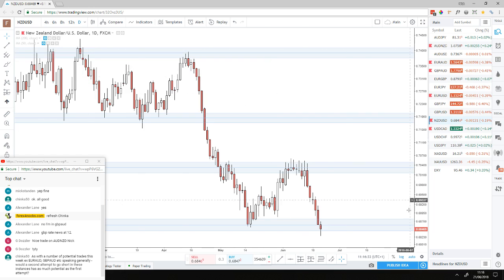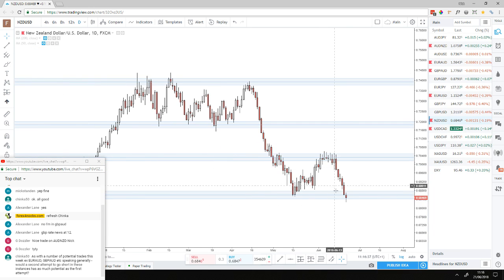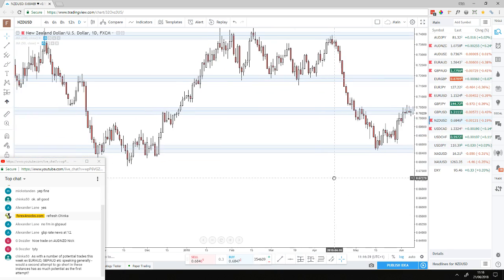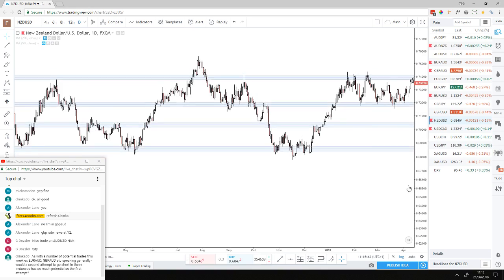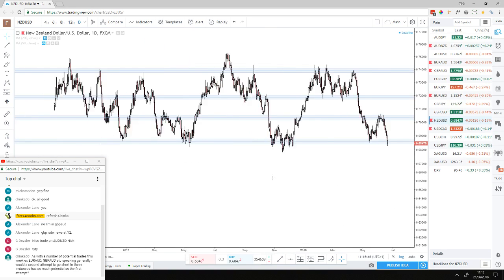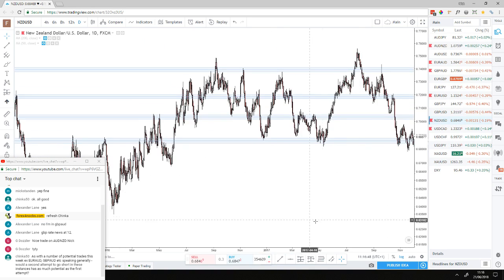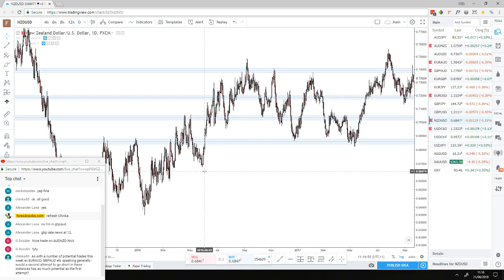All right, New Zealand USD. It's quite interesting what's happening with New Zealand USD. This is a strong support area, this one here. It's a very, very strong support area for New Zealand USD. So if we go back to, when was this exactly? It was 2 years ago. It was June 2016.